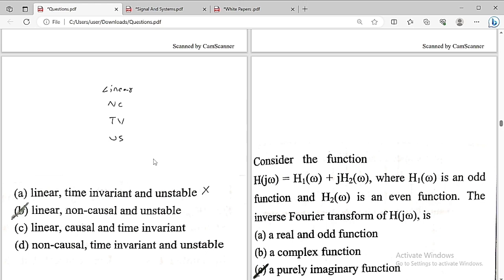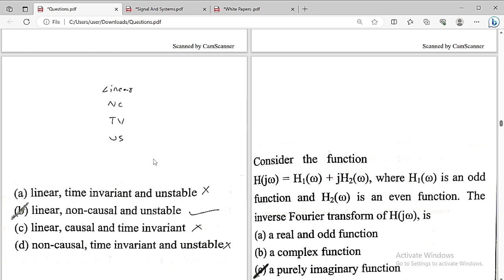For option C, they have given linear is satisfied, causal, no, it's non-causal. So definitely this is also wrong. In option D, they have given non-causal is satisfied, time invariant, it is wrong, it is time variant. So now let's go for the option B. It is a linear system, non-causal, and unstable. So this is a correct solution of this question.